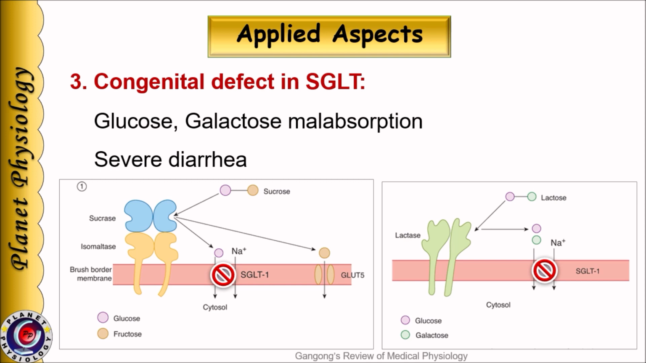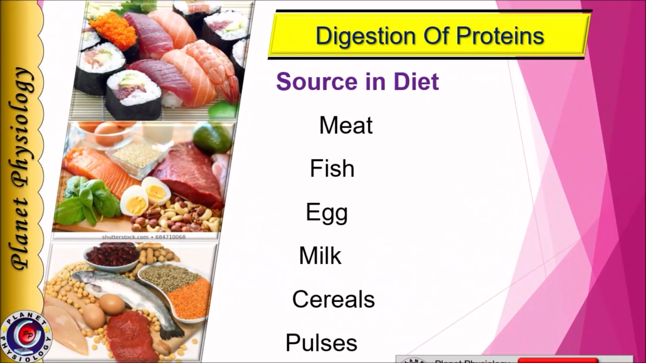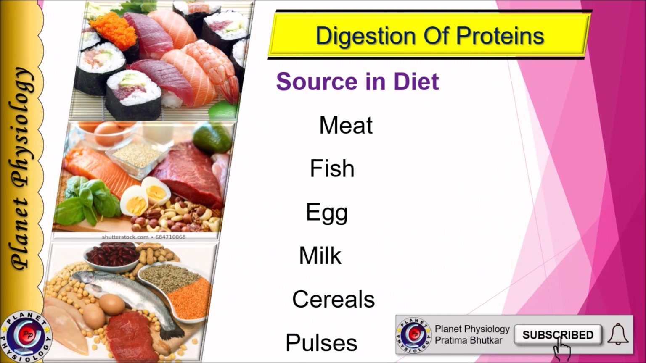Another congenital abnormality associated with carbohydrate digestion and absorption is deficiency of SGLT transporter. It affects absorption of glucose and galactose, and again the person suffers from severe diarrhea after carbohydrate intake. Here we finish with the process of carbohydrate digestion and absorption and related clinical aspects. Now let us begin with protein digestion and absorption process.